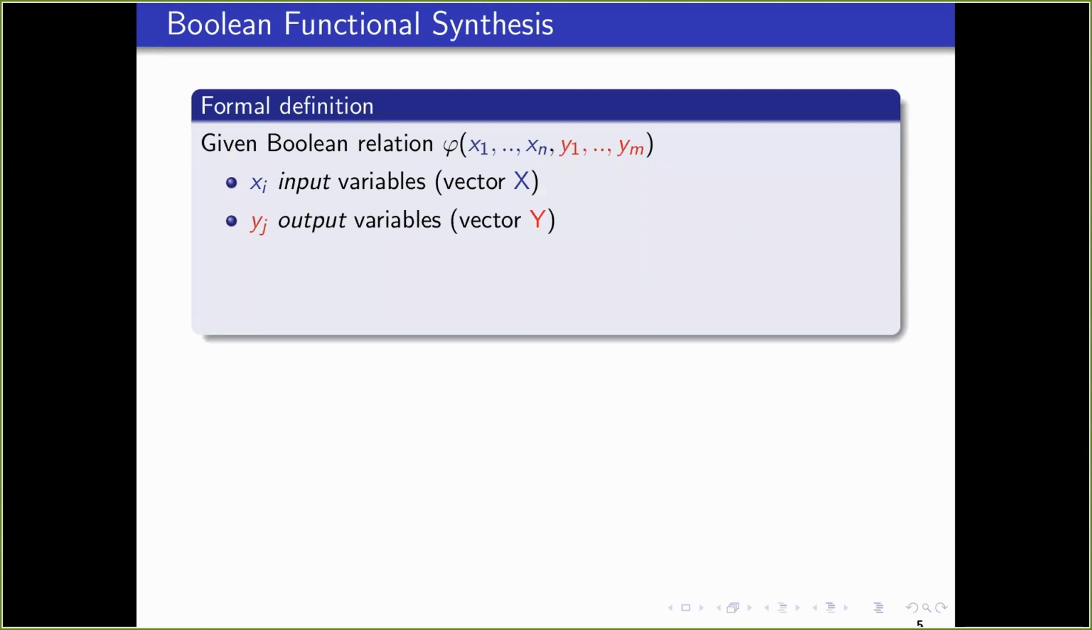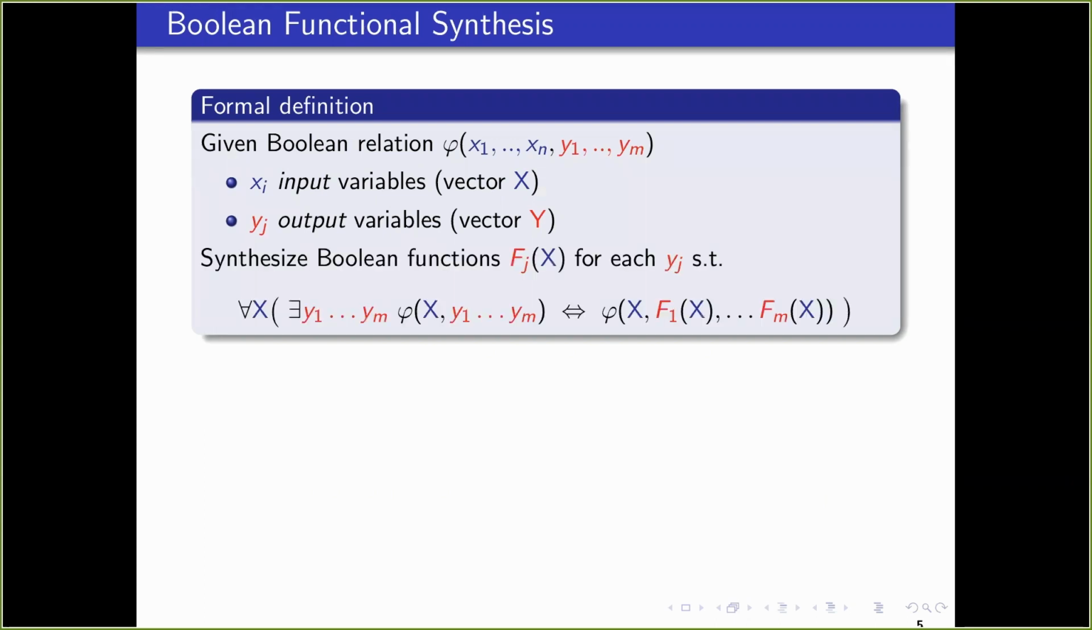So we are now talking about a Boolean relation which does not have any temporal operators in it. And we want to synthesize functions for each of the outputs in terms of only the inputs, such that for every valuation of the inputs, if there is some way to set the outputs such that the specification is satisfied, then the values that the outputs would take if I use these functions would also satisfy the specification.